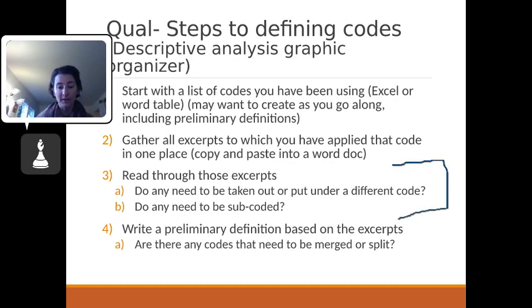You will read through them, so you'll read all the quotes that you've put in that code. Here are a couple of things to think about as you do that. Number one, are there any excerpts that need a different code, that just don't fit that well into that code and need to be put somewhere else? And number two, if you have 30 excerpts or more, in many cases they may need to be subcoded. You may notice child codes or subcategories within that code that you might want to think about.